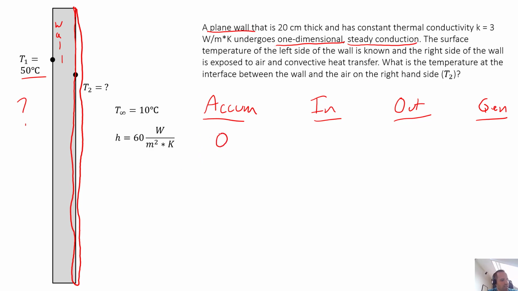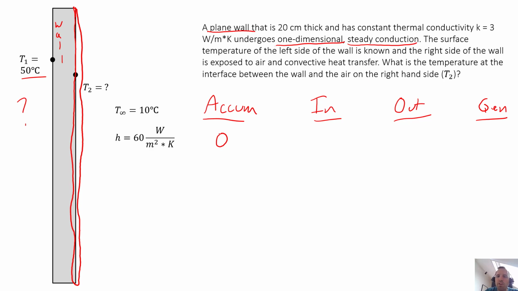Another reason that we could justify the accumulation term being 0 is that we're dealing with a control surface and not a control volume. Our control surface, because it has no thickness and no volume, has no ability to accumulate energy. There's no actual physical matter that can fit into this two-dimensional surface. So that would be another reason that our accumulation term would be 0, whether it's steady or not.